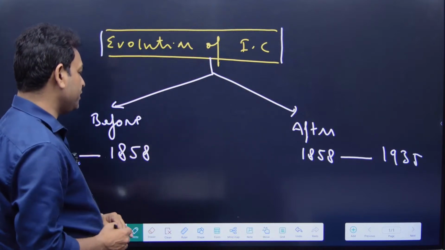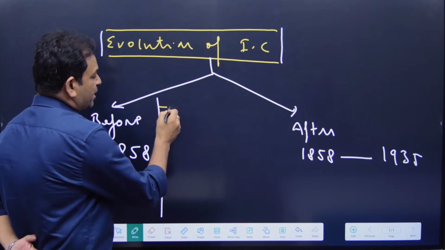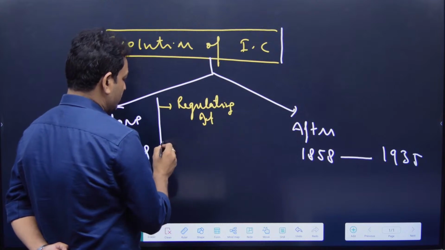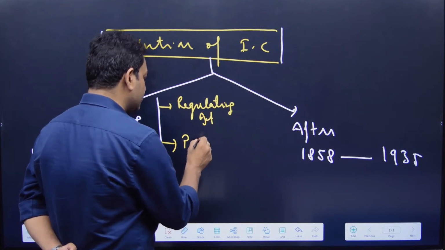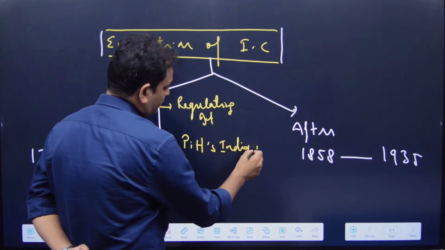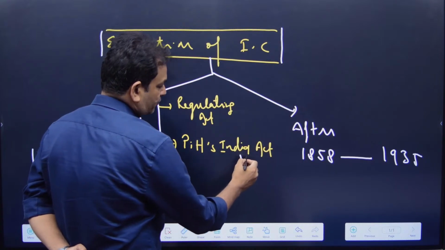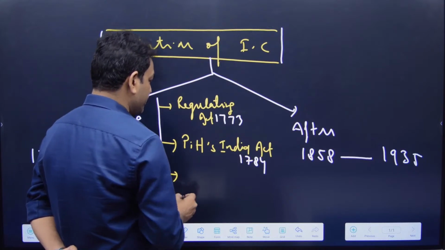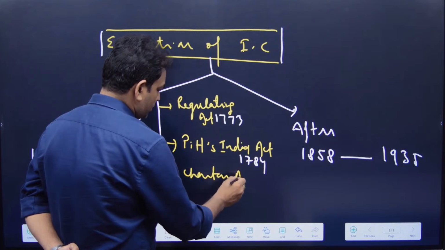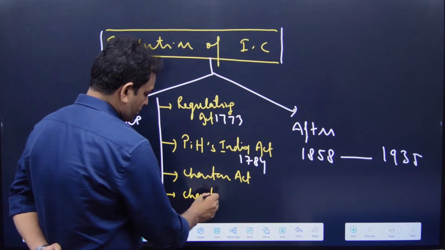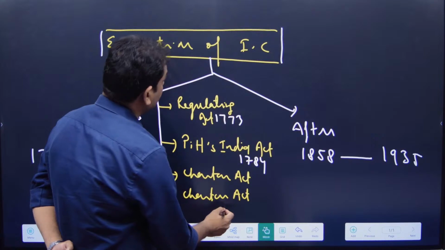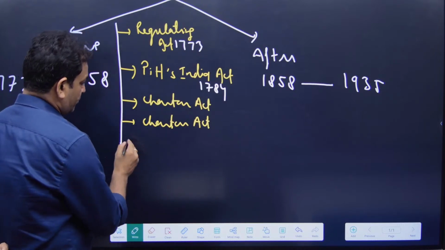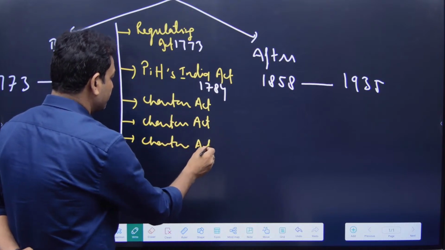Before 1858, we had the Regulating Act, we had Pitt's India Act, we had the Charter Acts, 4 charters, which were enacted by the British Parliament.